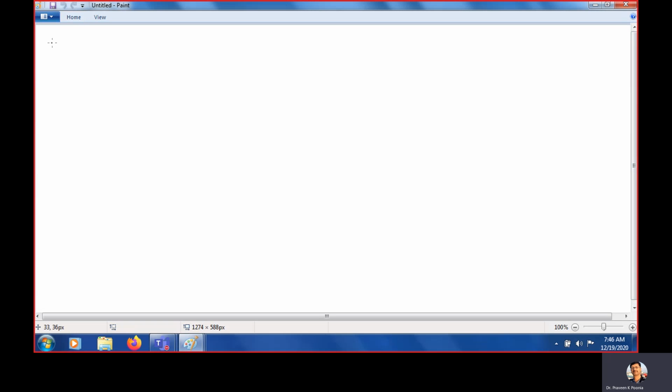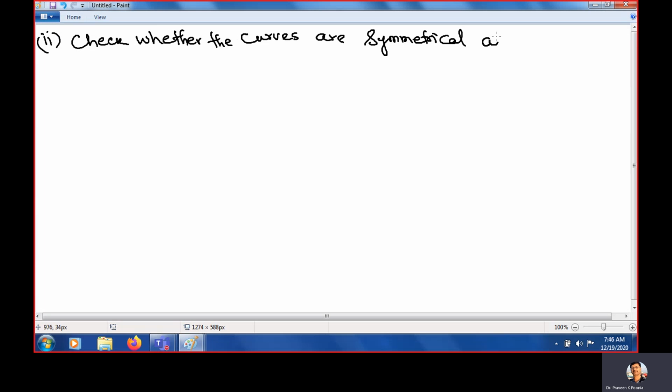Second type of question is what we are going to do. We will check whether the curves are symmetrical about the y-axis. Okay, so how to check it?